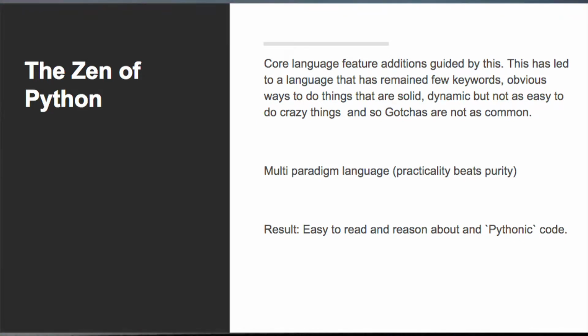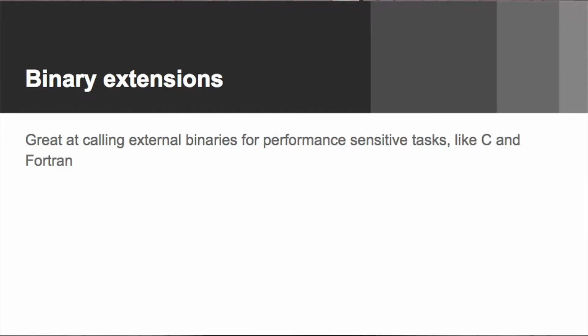When you're thinking about how you're writing code or how you're using Python and the Python ecosystem, a great way to think about it is the word Pythonic. Pythonic is pretty much a combination of the Zen of Python and also using built-in language features like list comprehensions and standard libraries, for example, to keep the code very Pythonic, very nice to read and easy. What the guiding principles led to is a language with few keywords and obvious ways to do things that is solid and dynamic, but not easy to do crazy things with, like, for example, Ruby or JavaScript. So there are fewer gotchas involved, and it is quite a bit safer in that regard.